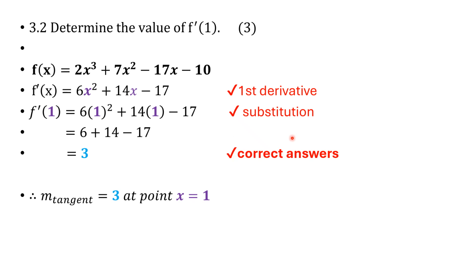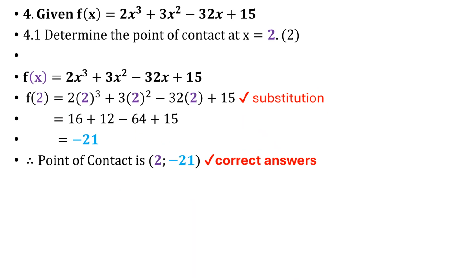All right. Now what have you found? Even though we didn't ask for it, you found the gradient of the tangent, meaning a straight line that makes contact with the cubic function. There where they make contact, the gradient of that line would be 3. And it's at the point where x equal to 1. So whenever we substitute the first value into the first derivative, we find the gradient of a tangent or straight line that makes contact at one point with another graph. All right, let's look at number 4.